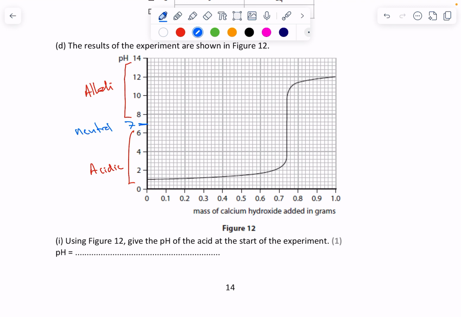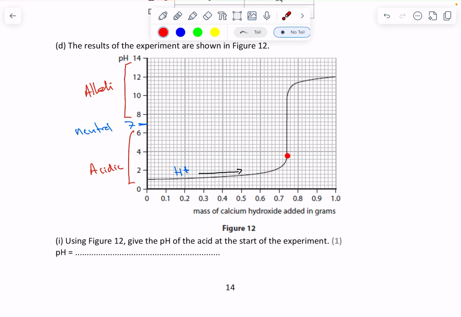Let's explain why the graph has this shape. The reason that the graph starts off down here with a pH that is low is because there are lots and lots of H plus ions, and H plus ions make solutions acidic. And as you can see, as the reaction goes this way, we're adding more and more of the calcium hydroxide, which is neutralizing the H plus, and therefore there's fewer H plus ions in solution.